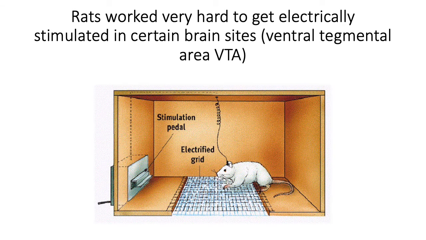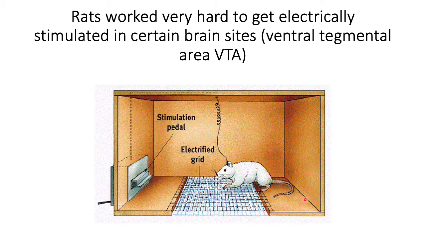And so they made the experiment a little bit trickier to see how badly this mouse wants to be stimulated at the VTA. Like, what is it willing to do? And so they basically put an electrical grid on the cage. And every time the mouse touched the grid, it would get electrocuted. And if you get electrocuted, that's very painful.